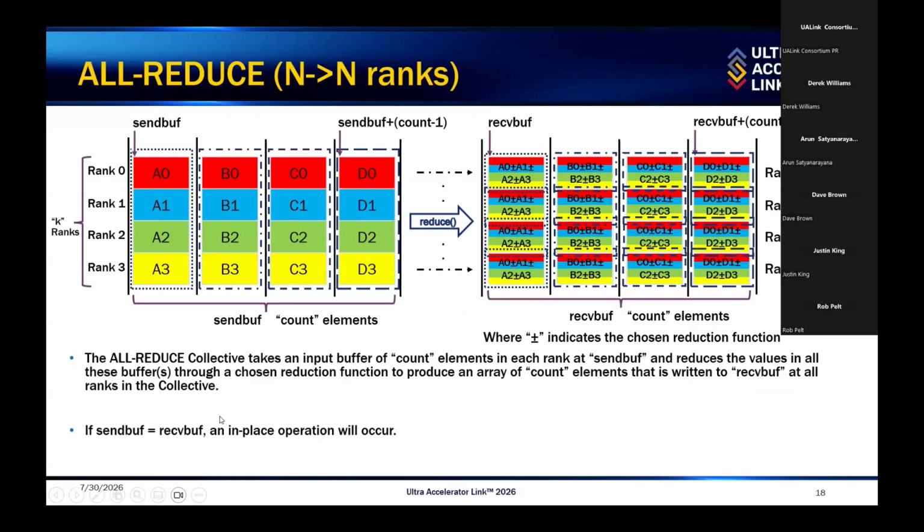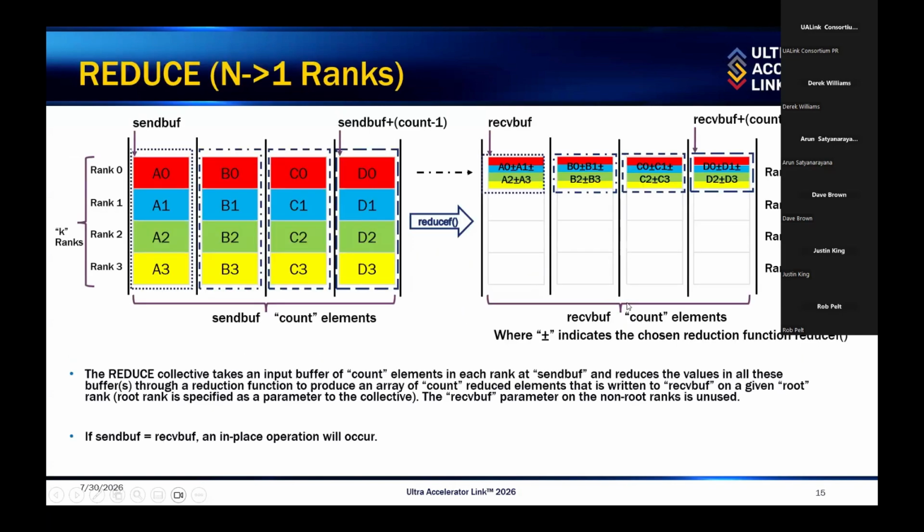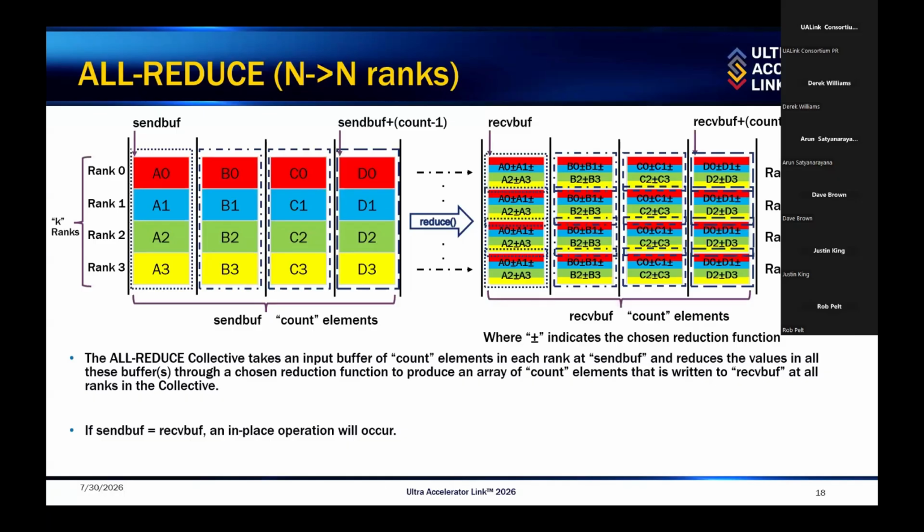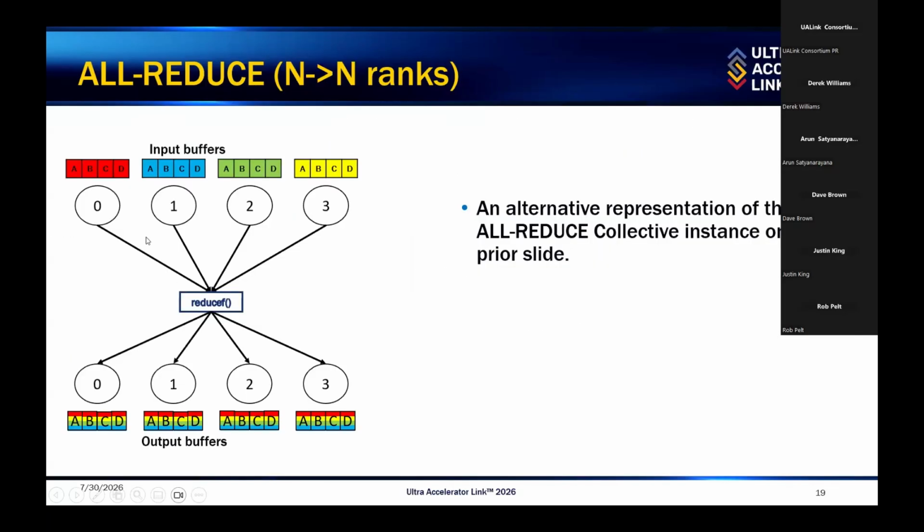The next collective is called all reduce. All reduce does the exact same thing reduce does, except you write the outputs to all ranks rather than just to one rank. Again, if the send buff equals the receive buff, the operation is an in-place operation. And the other way to illustrate that is, here are our input buffers, our input ranks. They all run through the reduction, and we write to all of the output buffers.